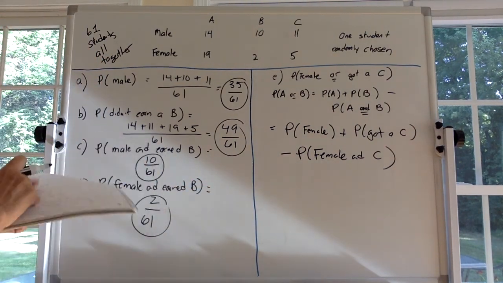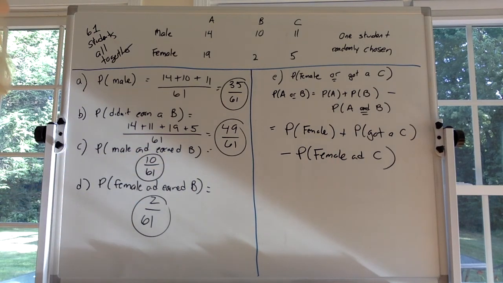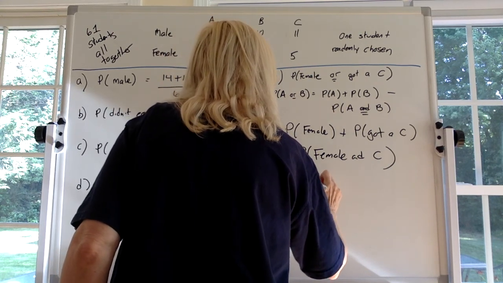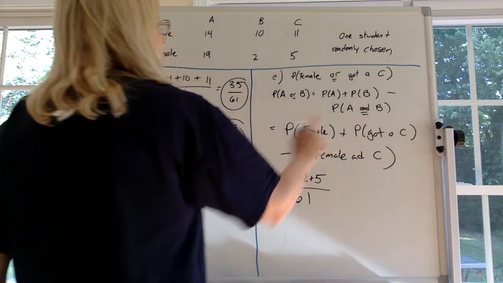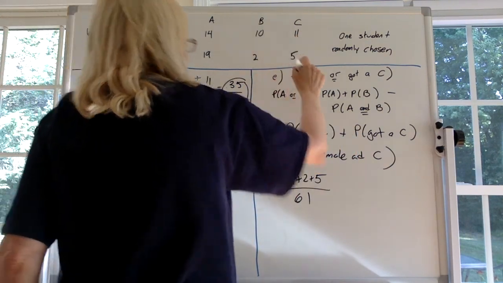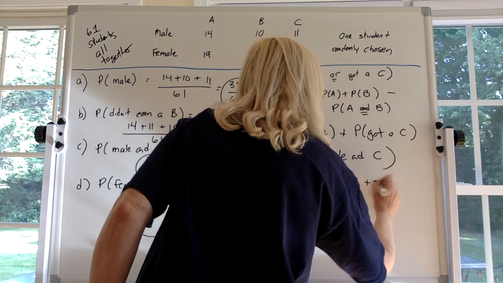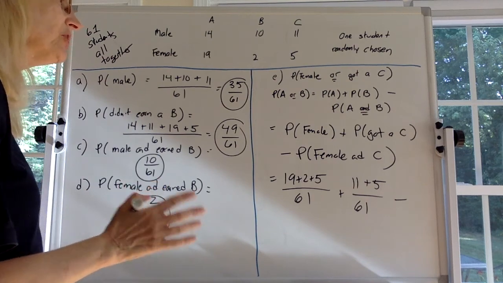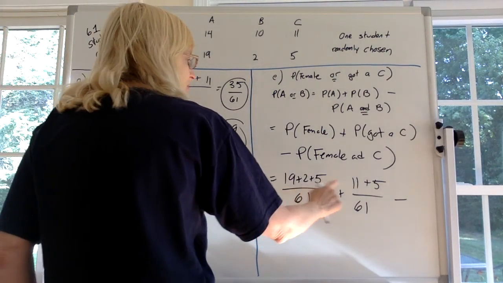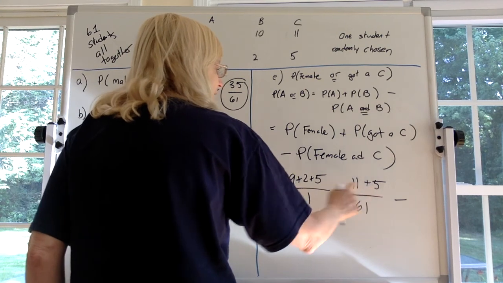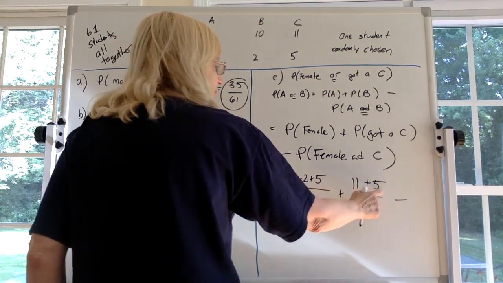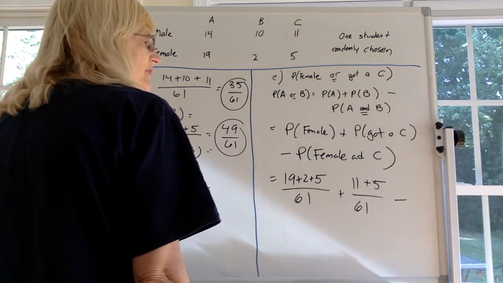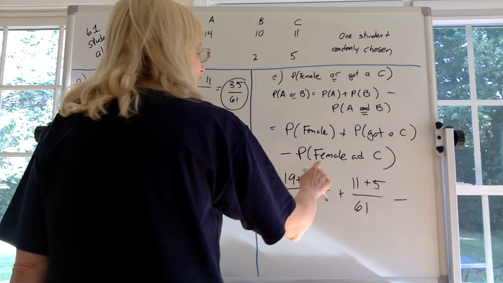All right, so let's see. What's the probability female? It's these 3 groups, right? So it's 19 plus 2 plus 5 over 61. What's the probability you got a C? It's these 2 groups, 11 plus 5 over 61, minus, now why are we doing that minus? Because if you look at it, you see a 5 here, you see a 5 there. We actually double counted those 5 people. So we double counted those 5, so we've got to take one of those 5s off.